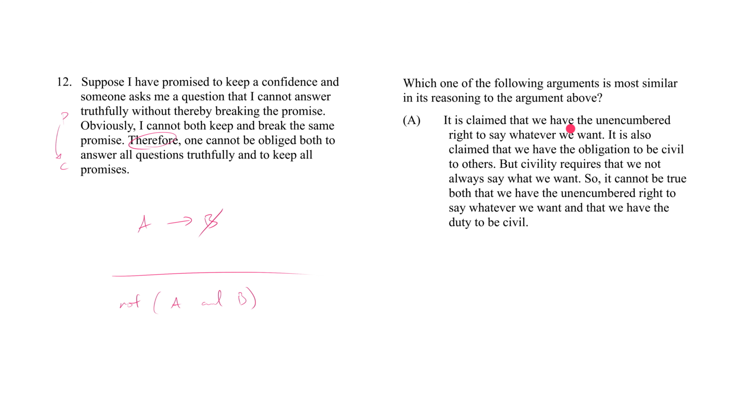So we'll start with answer choice A. It is claimed that we have the unencumbered right to say whatever we want. It is also claimed that we have the obligation to be civil to others, but civility requires that we not always say what we want. So it cannot be true both that we have the unencumbered right to say whatever we want and that we have the duty to be civil. Okay, so you see the conclusion, premises.